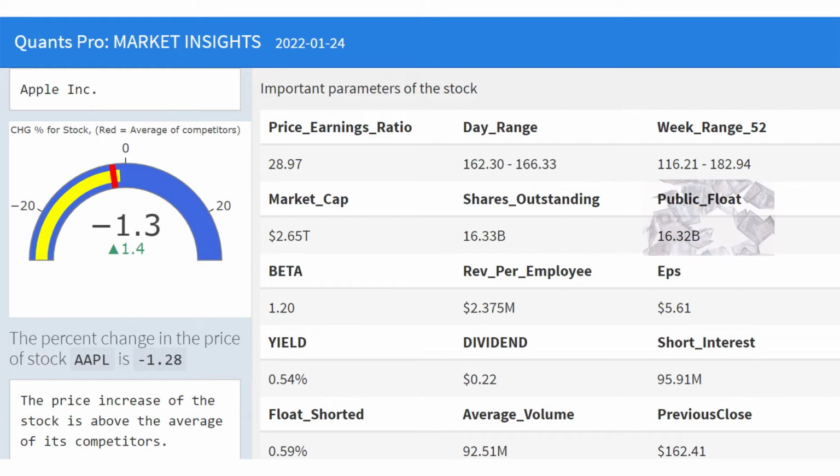Public float value is as in the table. Public float may refer to all the shares outstanding that can be publicly traded. The company's beta value is as in the table. A beta value greater than 1 indicates that the stock of the company oscillates more than the market average.